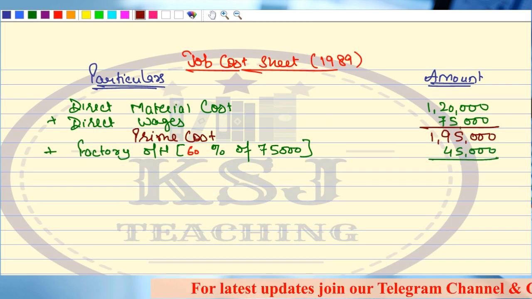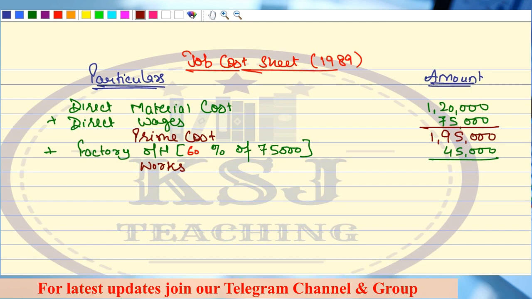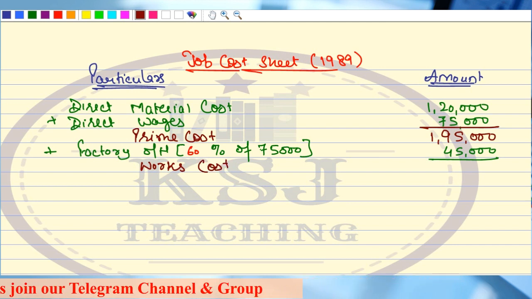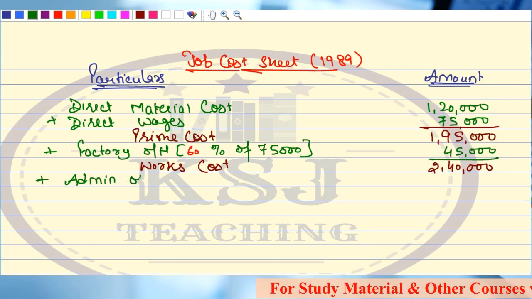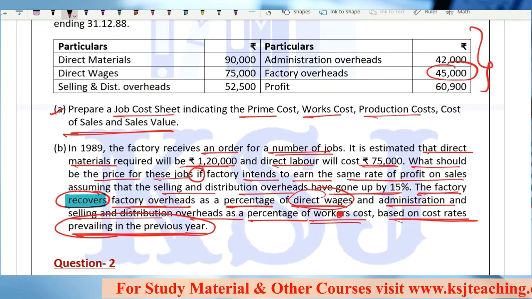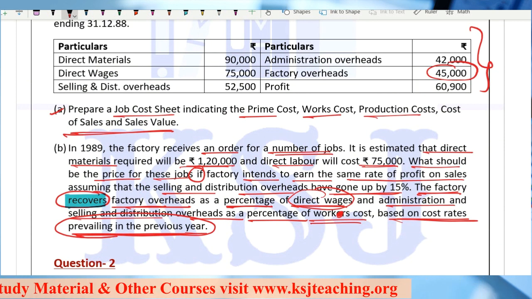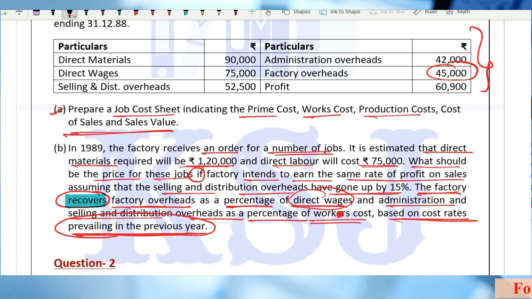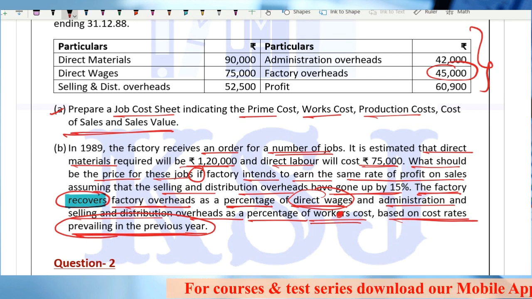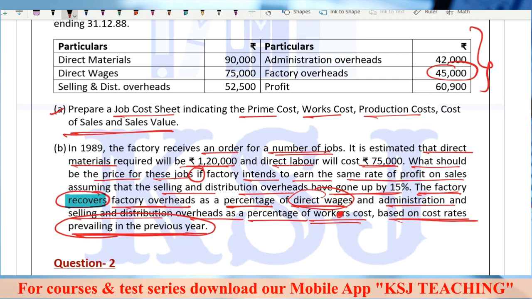From here, what I will get is the works cost. Works cost is 2,40,000, right? Now, I have to add admin overheads here. Admin overheads. Now, read the question again. The question says that administration and selling and distribution overheads as a percentage of works cost, right? Now, again, the percentage part is missing. You are not given what percentage. You are just given that it is to be recovered as a percentage of works cost. But what percentage, sir? I don't know.